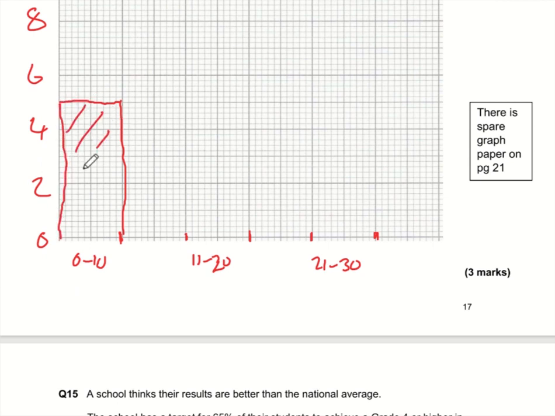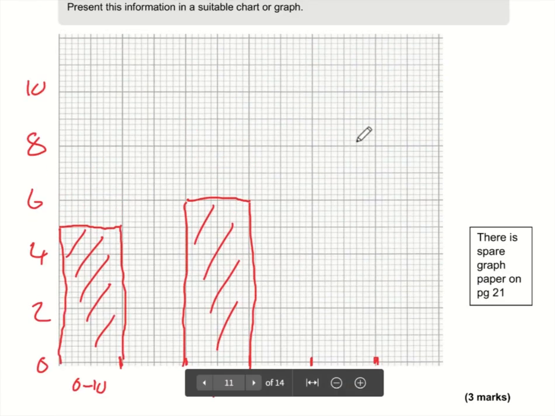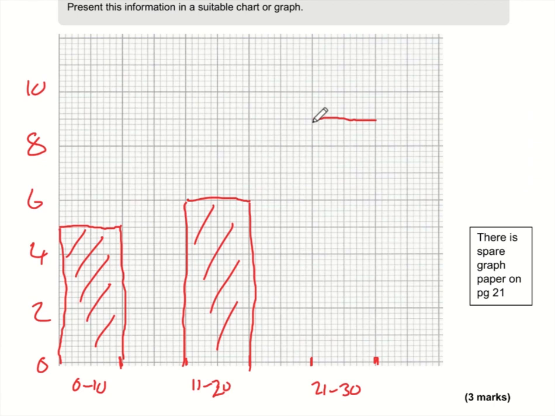Better if you use a ruler, of course. The next one was 6, so that's up to this line here. Don't have to shade them in, of course. 9 is up to here.